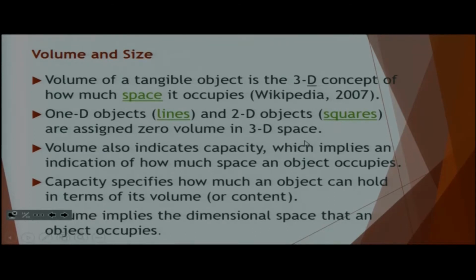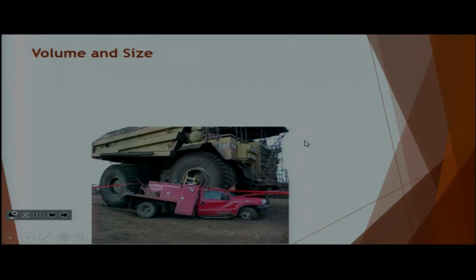All right. Another important characteristic: volume and size. Volume of a tangible object is a three-dimensional concept of how much space it occupies. A one-dimensional object, which is a line, and a two-dimensional object, which can be a square, are assigned 0 volume in a three-dimensional space. Volume also indicates the capacity, which implies an indication of how much space an object occupies. Capacity specifies how much an object can hold in terms of its volume, and also volume implies the dimensional space that an object occupies.